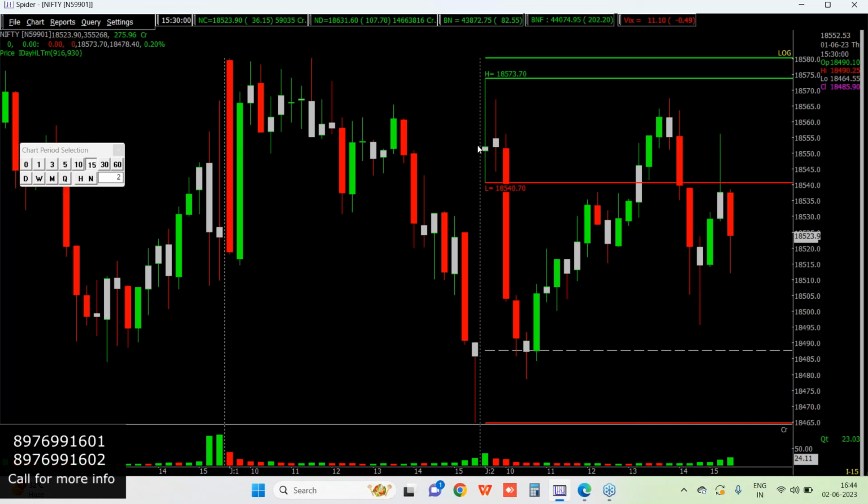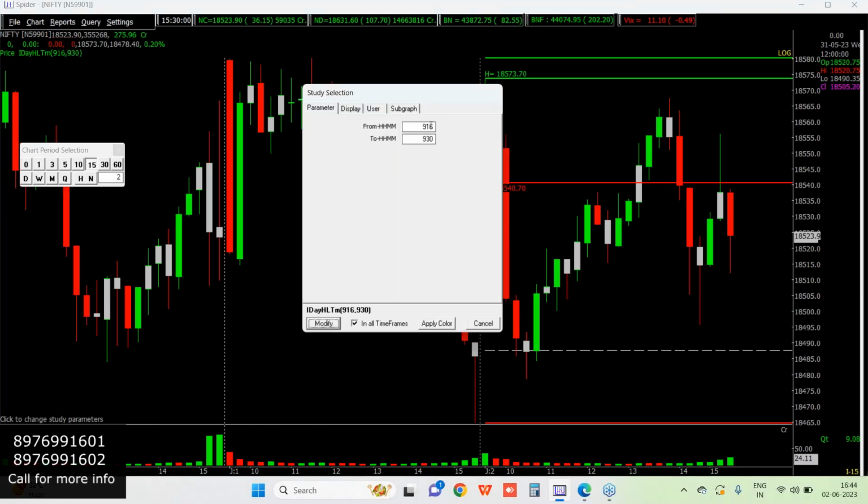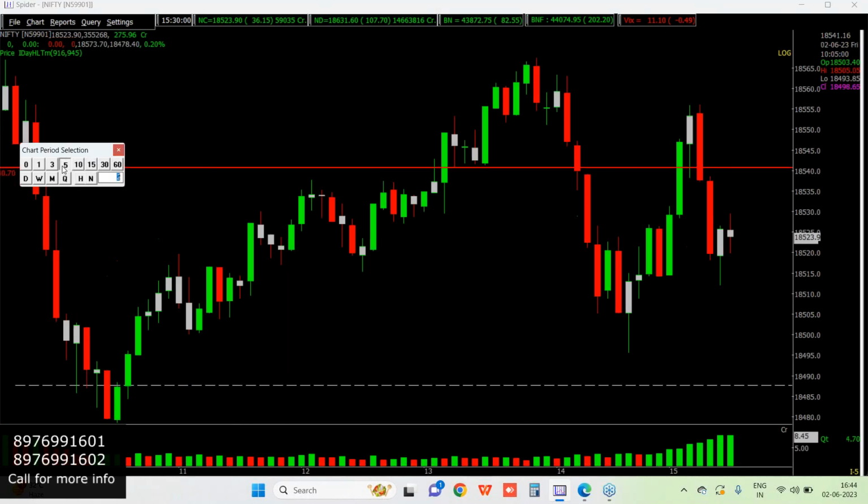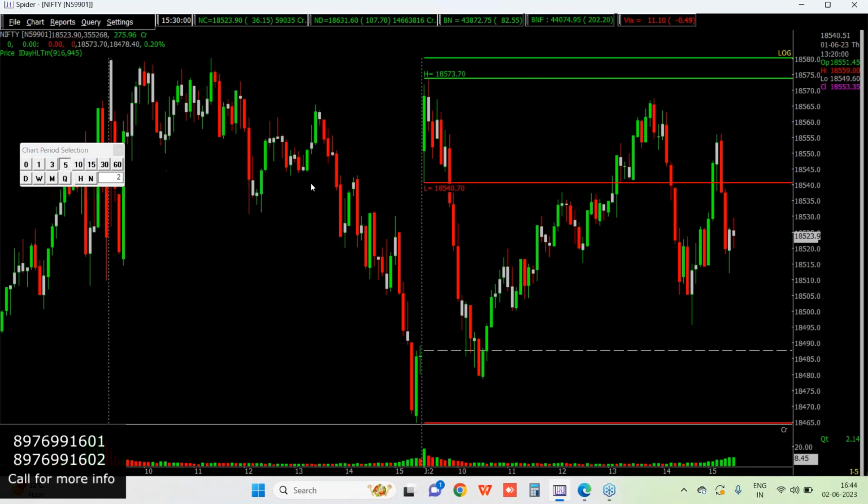So whenever there is a breakout or a breakdown, that will help you. What I'll do to identify stocks, I put it from 9:16 till 9:45 and I'll modify it. Then I go to the 5 minutes time frame, so I'll get the levels, and whenever there is a breakout or a breakdown of the first two candles, then I'll go to the position.